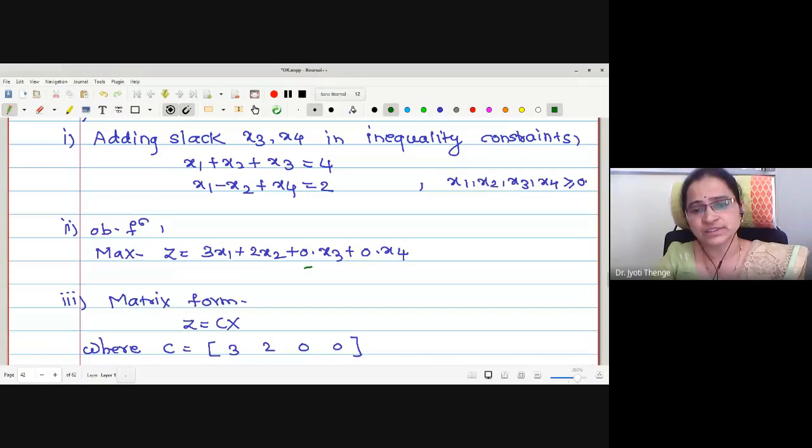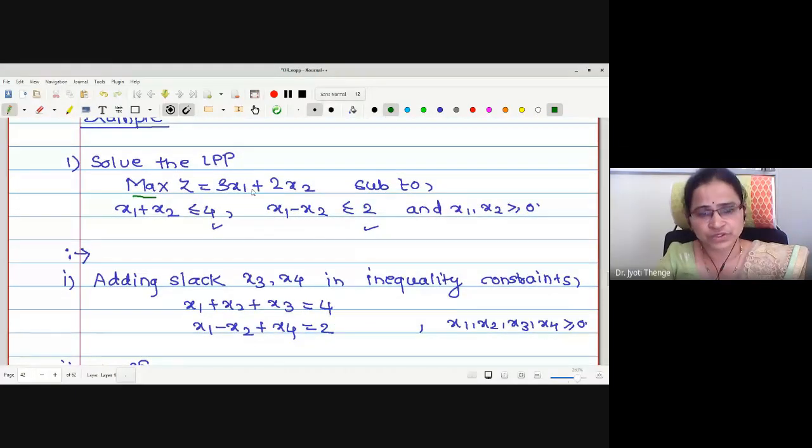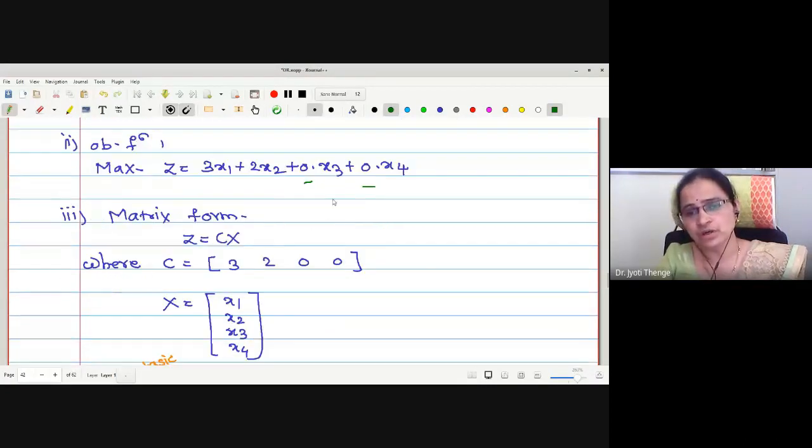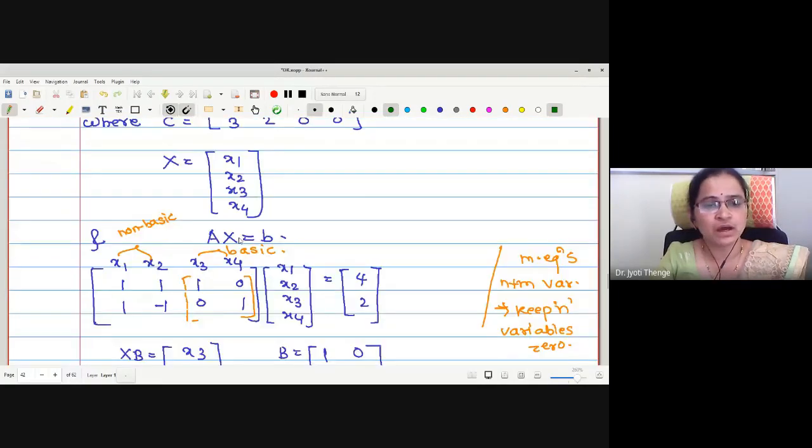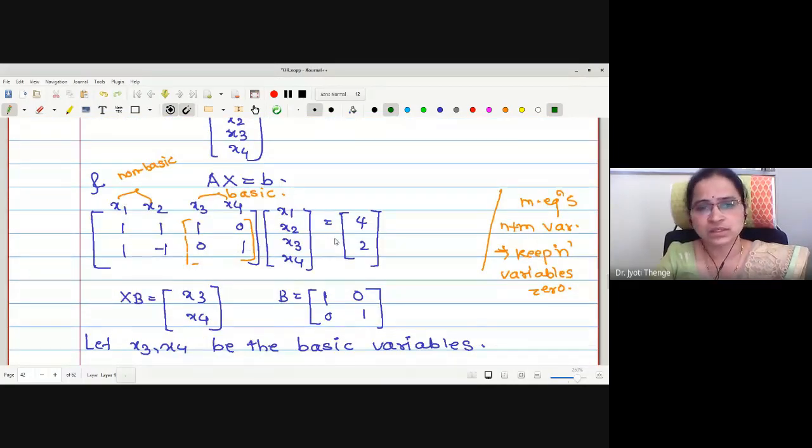Why are we writing 0x3 and 0x4? Because in the original objective function there is no role of x3 and x4. The coefficient of these variables in the objective function, that is the cost, must be 0. Then we write the given LPP in matrix form. Okay, this is the matrix.